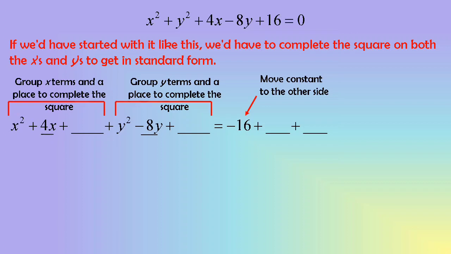So 4 divided by 2 is equal to 2, squared, that results to 4. And from here, we have negative 8 divided by 2, that is equal to negative 4, 4 squared is equal to 16. Of course, whatever you added on the left side of the equation should also be added on the right side. Simplifying them, we are going to get the square of a binomial for the groups of x and y.